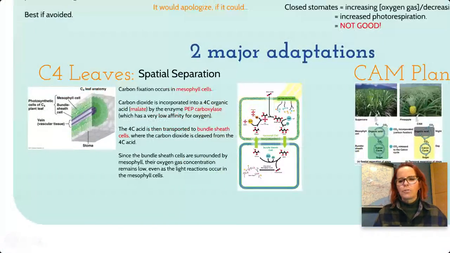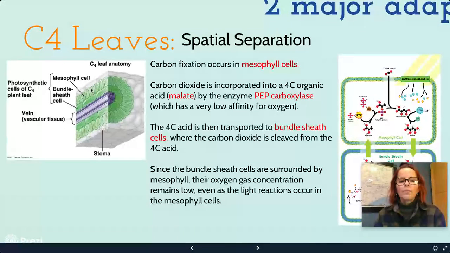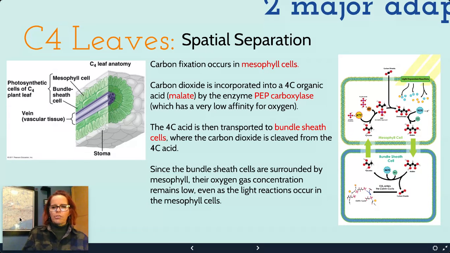So let me give you a few examples. So C4 leaves, carbon fixation occurs in the mesophyll cells. So carbon fixation is happening here. Carbon dioxide is incorporated into a 4-carbon acid, you don't need to know any of this. Okay, the 4-carbon acid is then transported to bundle sheath cells. So my picture is covering the bundle sheath cell here.